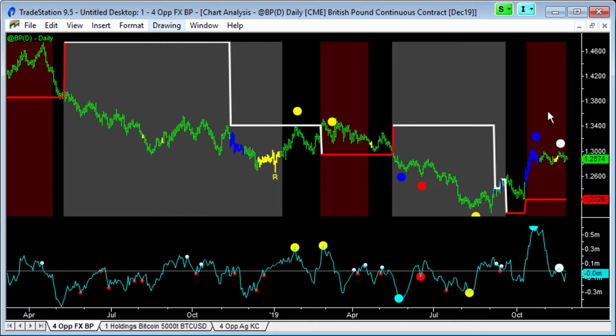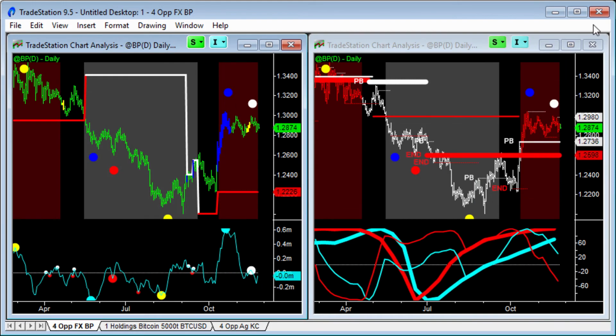So don't get too cocky or confident in the British pound that the rally is on its way. I think we're going to test back into the lows here. Anyway, that's the story as I see it on the British pound. We'll see what happens with that in the next few days.